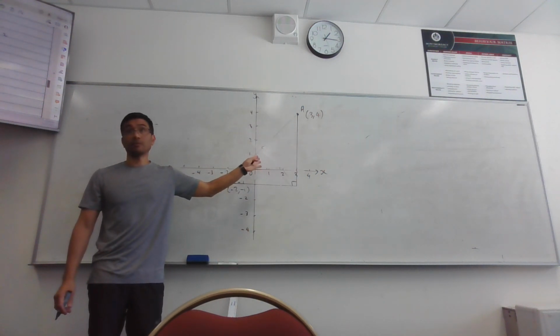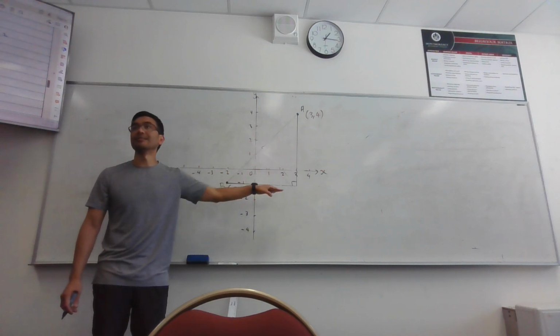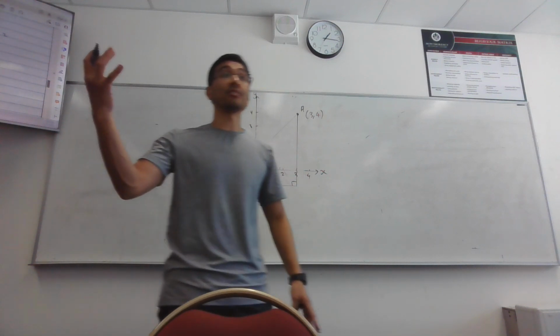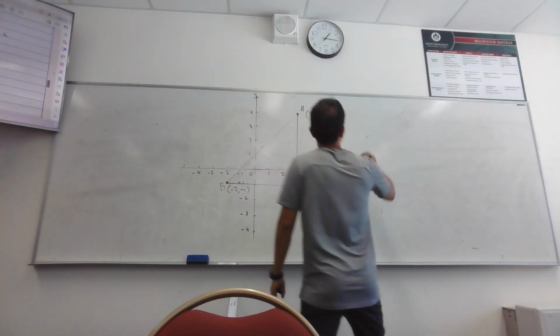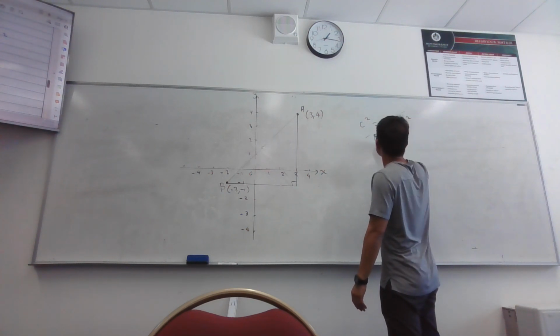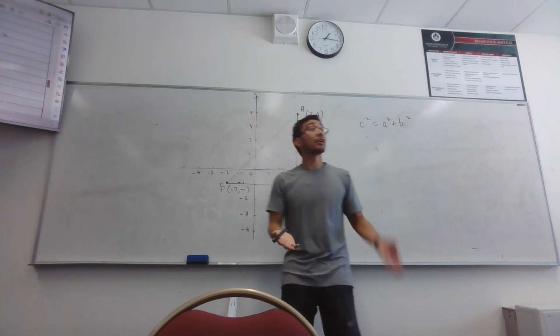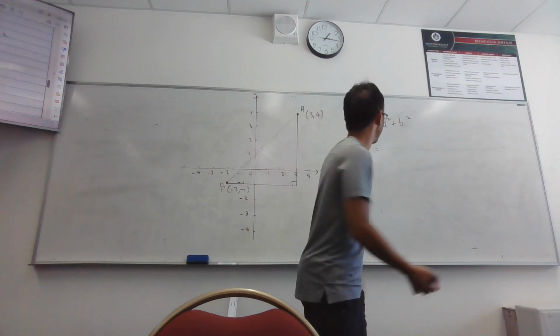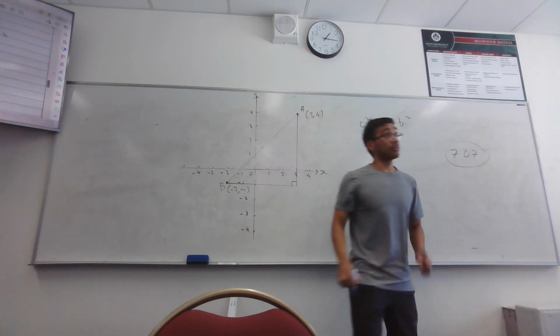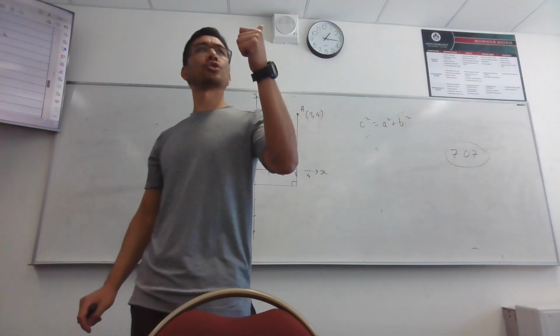Back here, year 9 or year 8, when did you do this? What are we calculating here? It's the length of the hypotenuse. What's the technique? Pythagoras theorem. 7.07. How did you get that? We'll get there in a second.